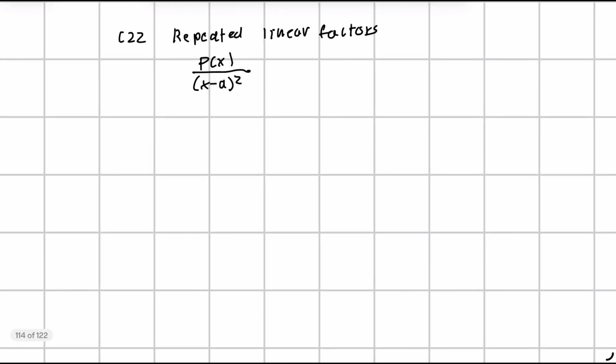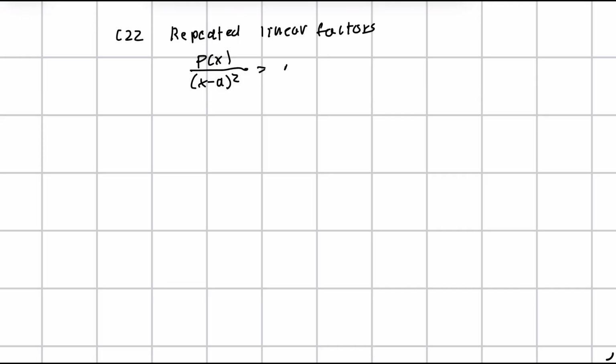So what about the case when we have repeated linear factors? So all we have is P over x minus a, where this is a factor that has multiplicity, right? An x-intercept with multiplicity, so it bounces off. We have A over x minus a plus B over x minus a squared.